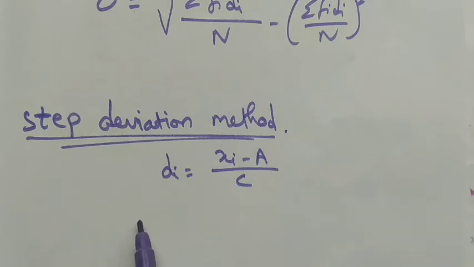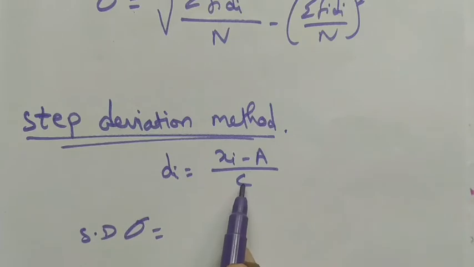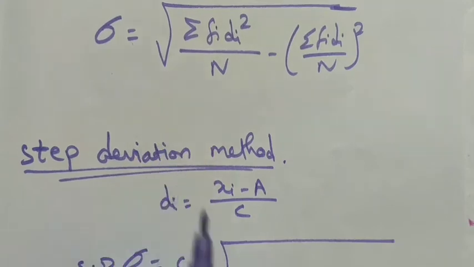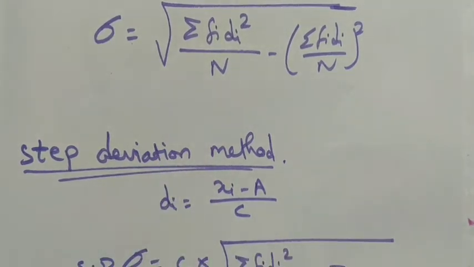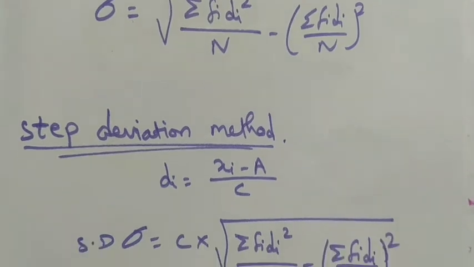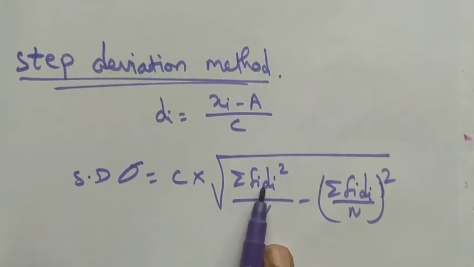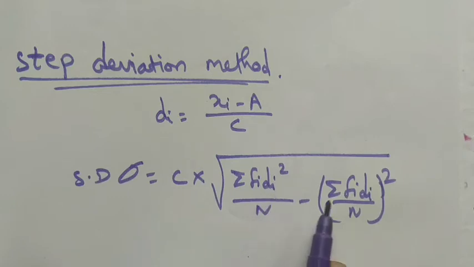Here the standard deviation sigma is equal to c times the root of the same expression we used in the assumed mean method: summation fi di square divided by n minus (summation fi di divided by n) whole square. This is the formula to find the standard deviation by using the step deviation method.